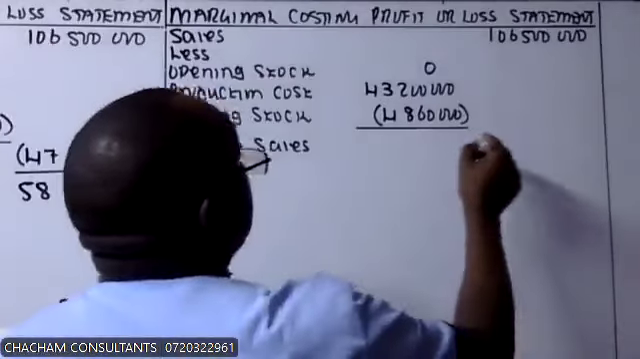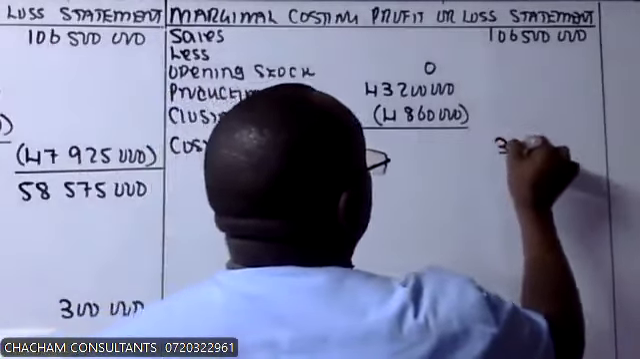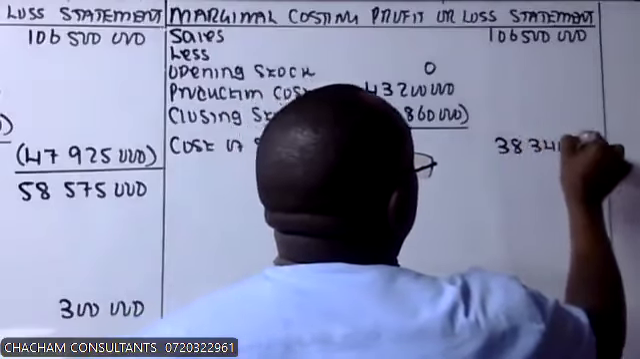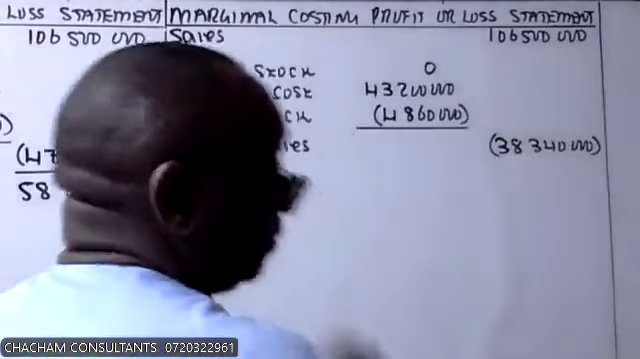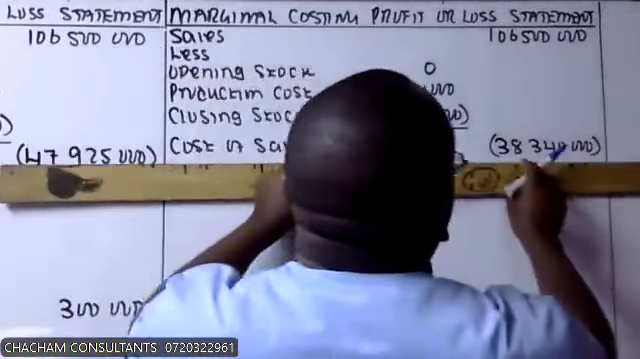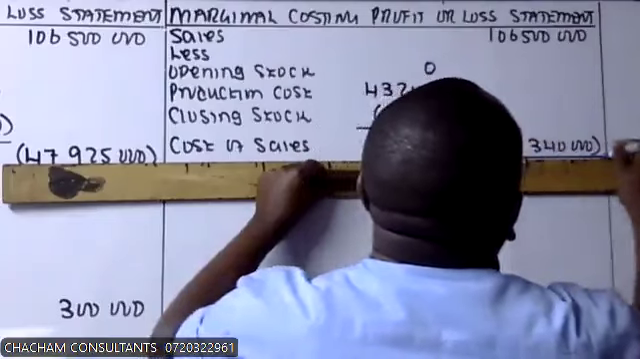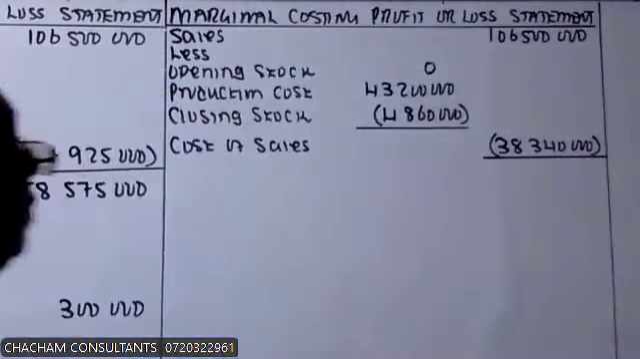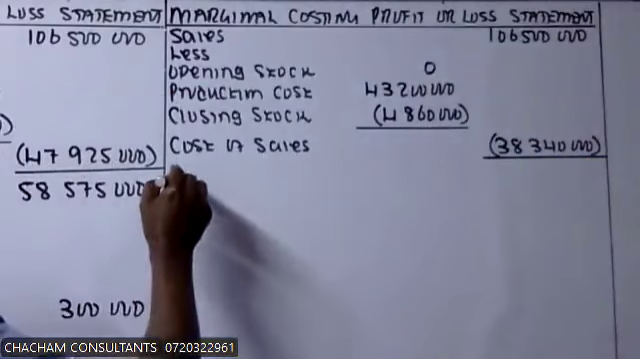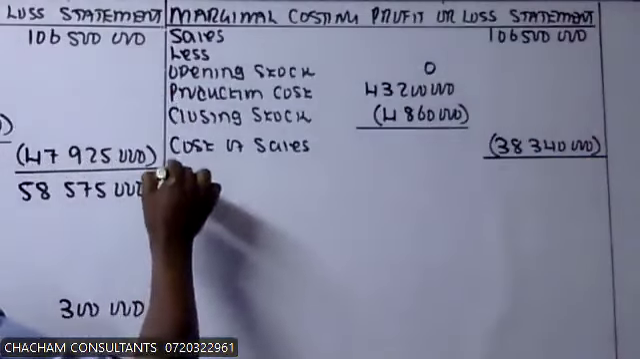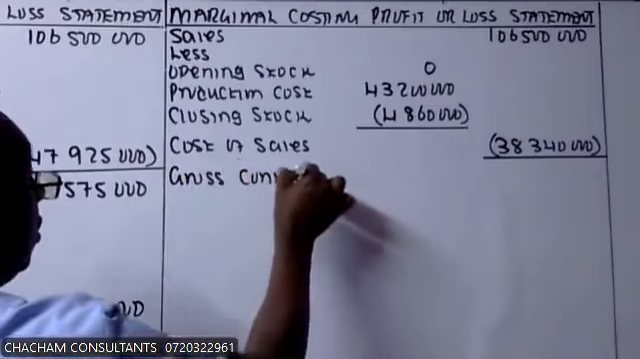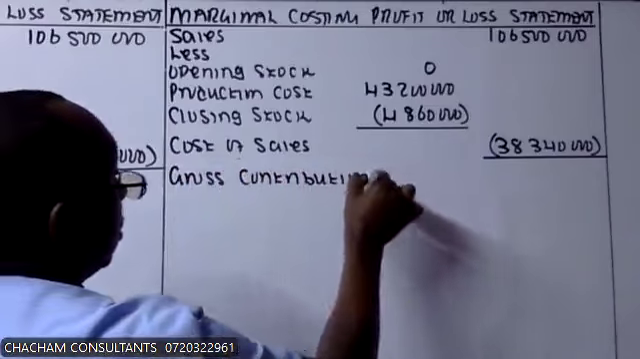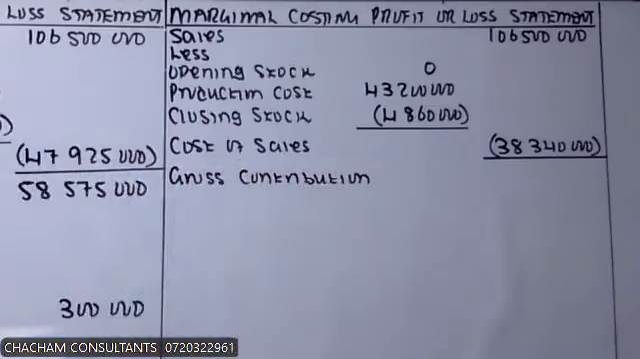$38,340. So we bring it here. Now that one, when you less, we get a figure called gross contribution.